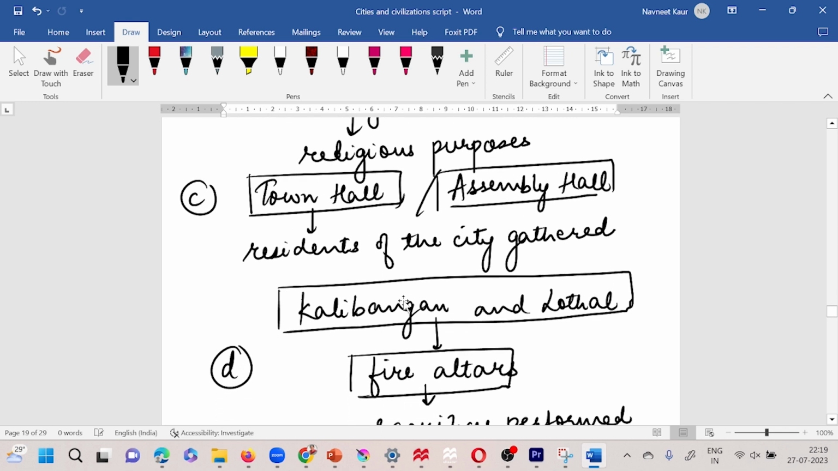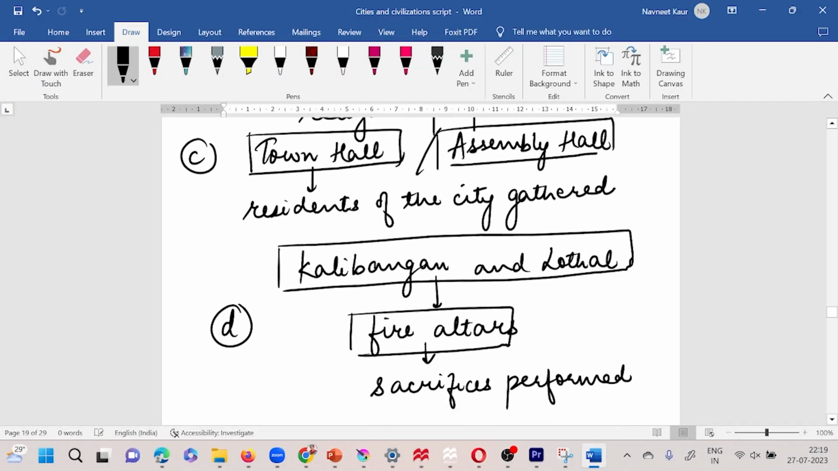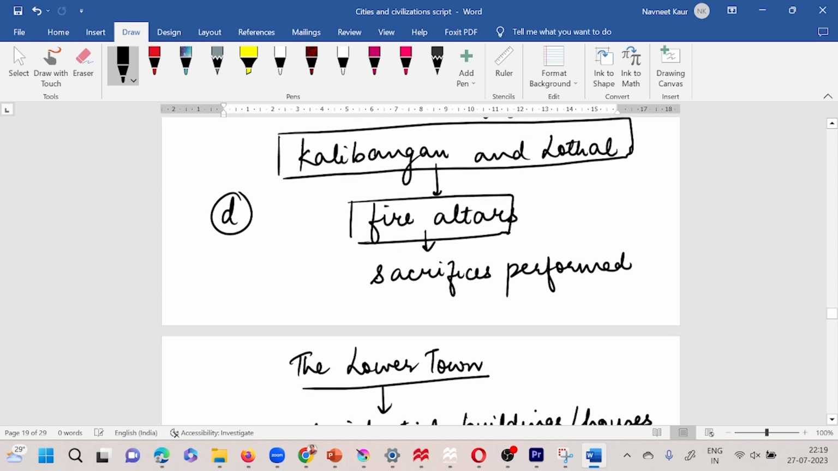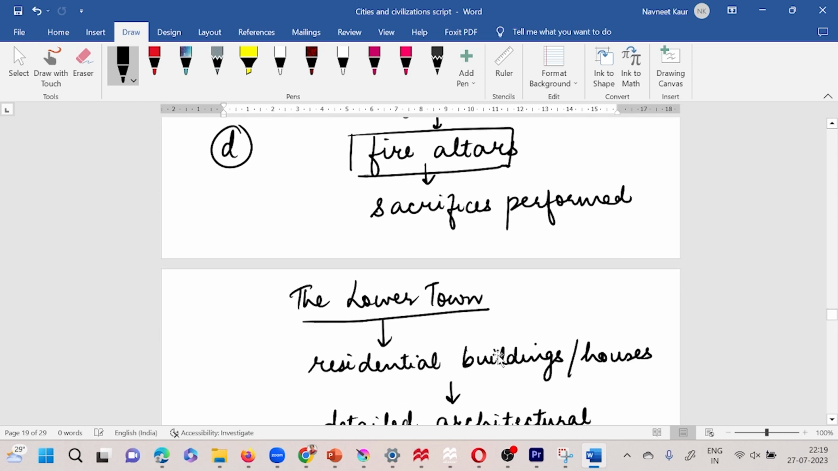Another building nearby was probably used as a town hall where residents of the city gathered, and this assembly hall was used for taking important decisions. The other cities, other than Mohenjo-daro, like Kalibangan and Lothal, had fire altars where sacrifices may have been performed.